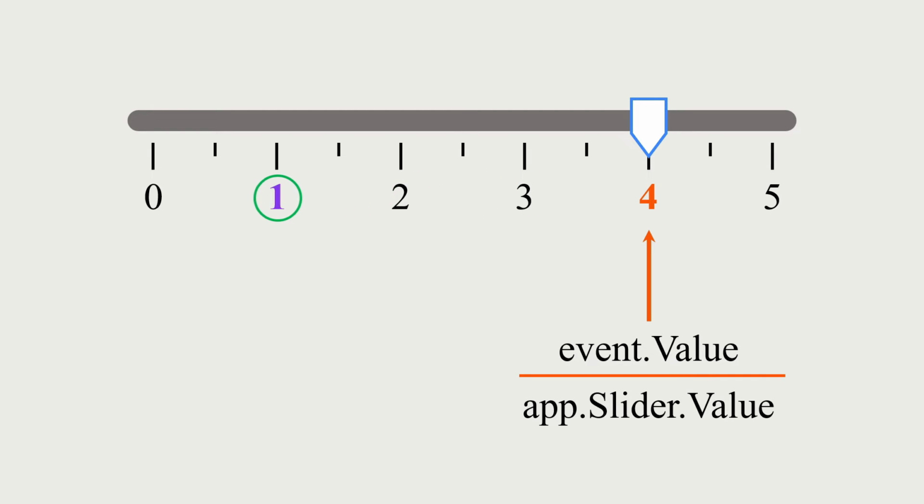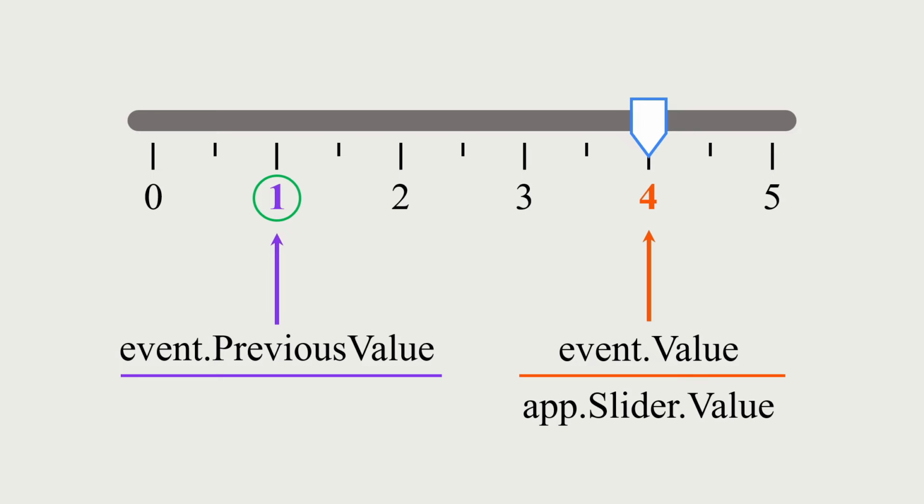Now, remember this previous value, 1. We can also get this using the event argument. For this, we have to write event.PreviousValue. We cannot get this value using the app argument. So, it remembers specific information about user interaction.